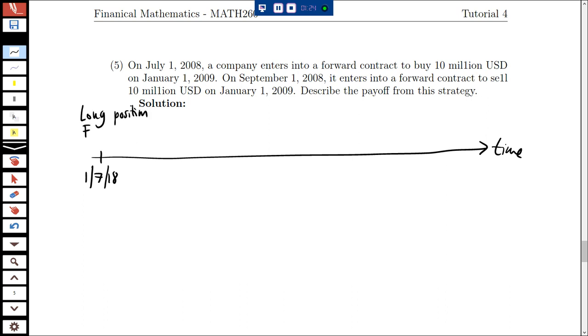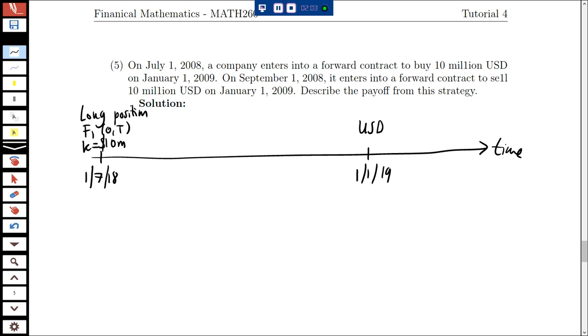on this contract, and the strike price, so enters contract for 10 million US. Okay, and that's for the 1st of January. So the company enters contract to buy this on the 1st of January. So here can be the 1st of January 2019.